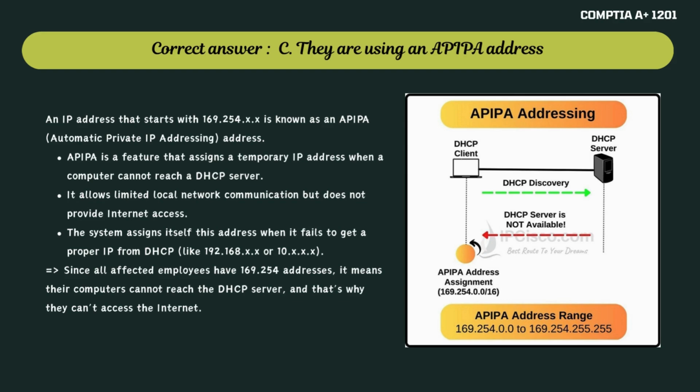The system assigns itself this address when it fails to get a proper IP from DHCP, like 192.168.x.x or 10.x.x.x. Since all affected employees have 169.254 addresses, it means their computers cannot reach the DHCP server, and that's why they can't access the Internet.